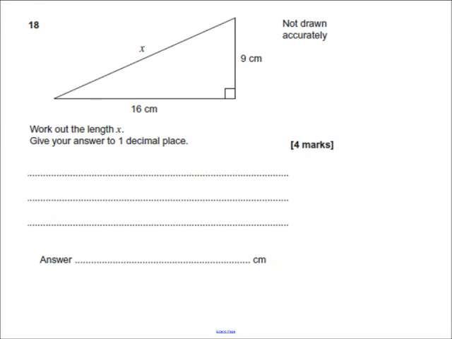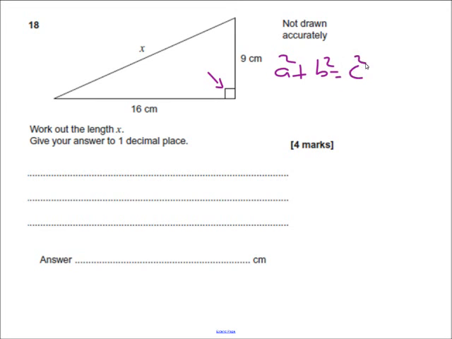Question 18, the final question in the exam, is worth 4 marks, and it's a right-angled triangle, and it's asking us to work out the length of x, giving our answer to 1 decimal place. So as soon as you see a right-angled triangle, the first thing you write down is Pythagoras' theorem. a squared plus b squared equals c squared.